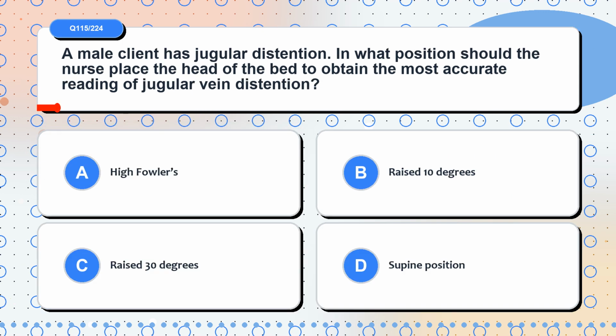Question 115. A male client has jugular distension. In what position should the nurse place the head of the bed to obtain the most accurate reading of jugular vein distension? Here are the options. Option A. High Fowler's. Option B. Raised 10 degrees. Option C. Raised 30 degrees. Option D. Supine position.